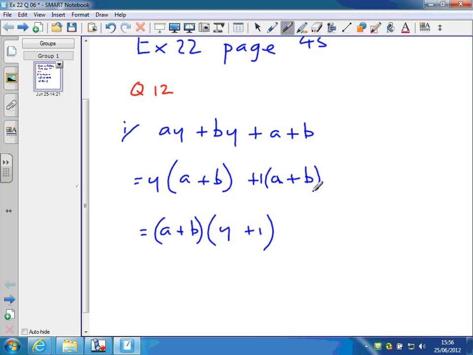And that's the idea behind part 2 and part 3 of the rest of this question. So have a play with them and see if you can get the answer out. I'm sure you will.